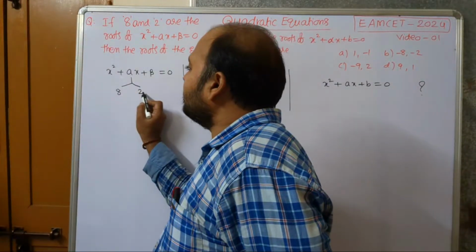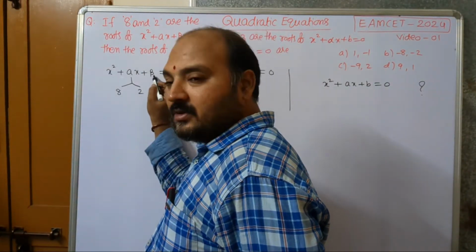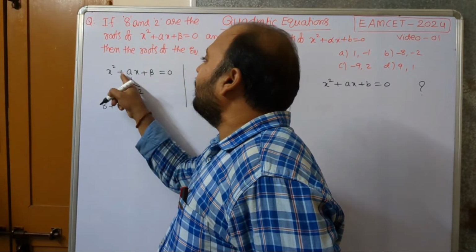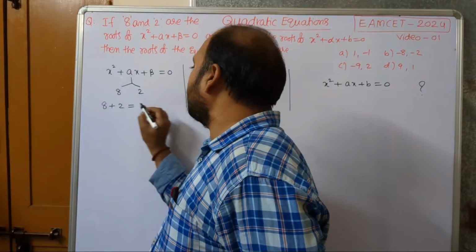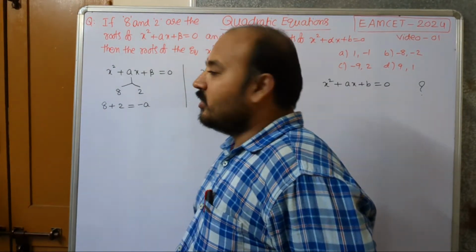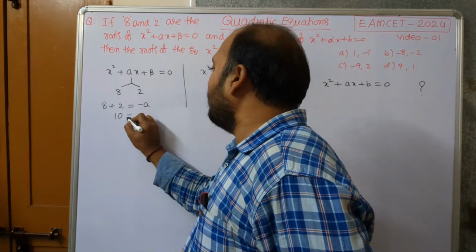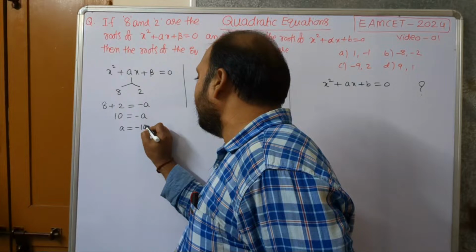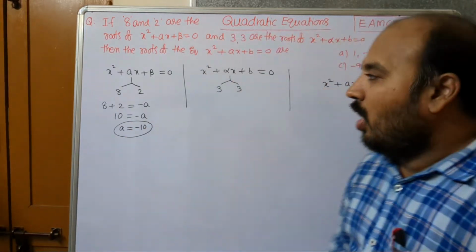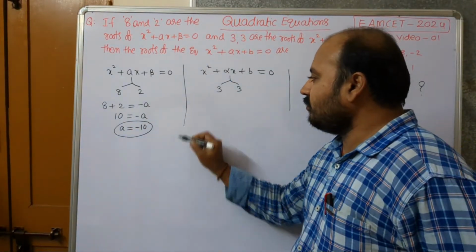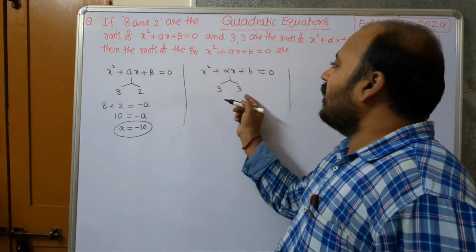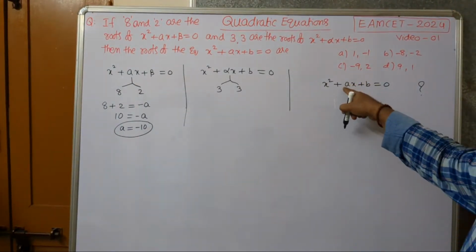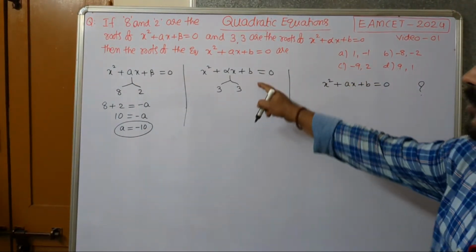So this is alpha, this is beta, not this beta. Sum of the roots, 8 plus 2, is equal to minus b by a, minus x coefficient by x square coefficient, minus a. So 8 plus 2, 10, is equal to minus a. So a equal to minus 10. After that, 3 comma 3 roots. Here a and b values are required. A value got it. Here I want to get b value.